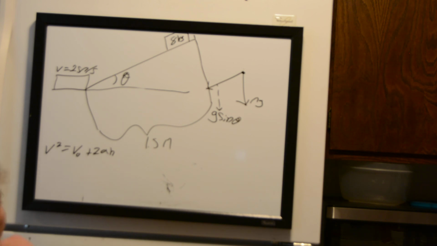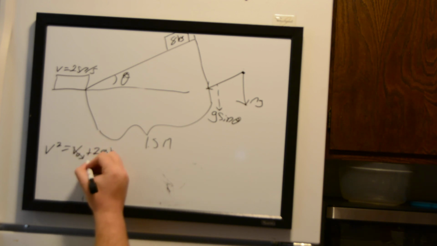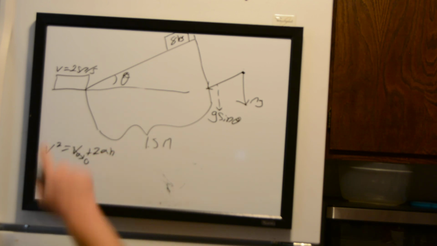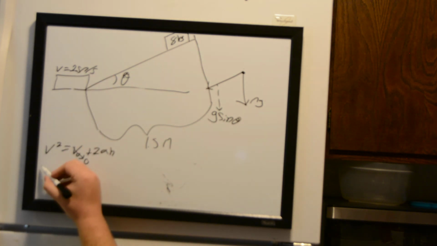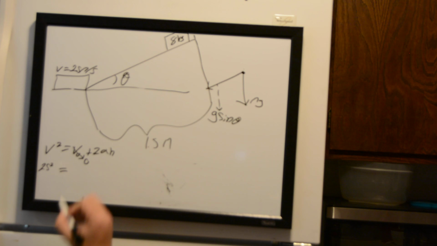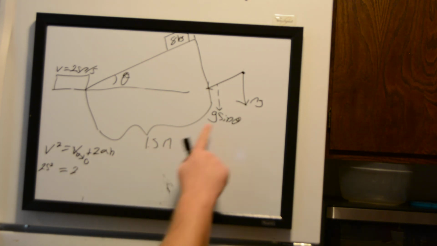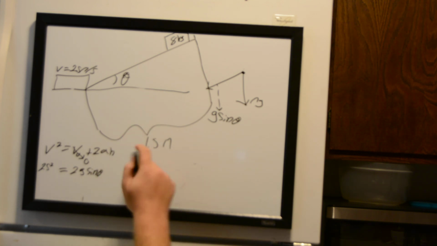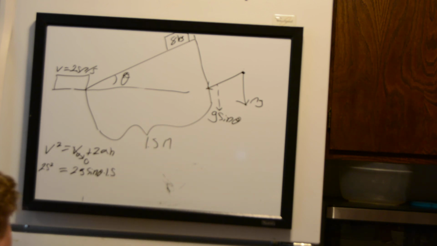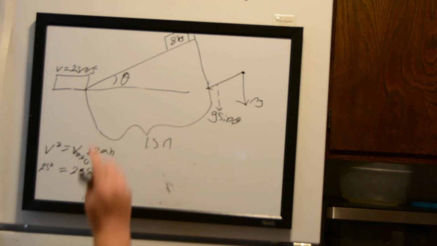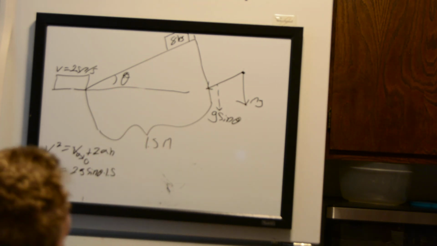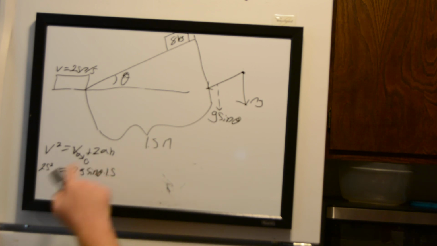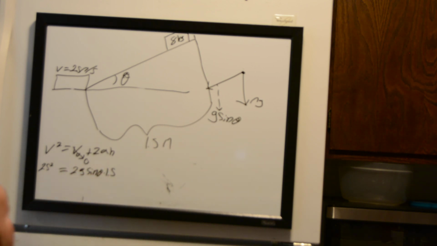We know that our block of ice was released from rest, so our v naught is 0, and our end velocity was 2.5 meters per second. So that's 2.5 meters per second squared is equal to 2 times our acceleration, which is g sine theta, times our distance, which is 1.5 meters. Now what we want to find in this problem is the angle of the ramp, and lo and behold, we have an equation with a bunch of known information and our only unknown is the angle of our ramp.